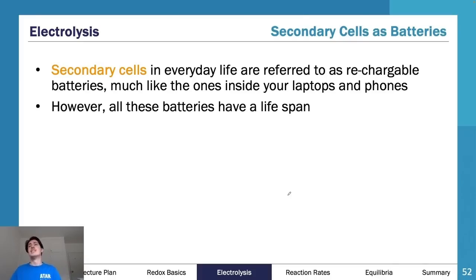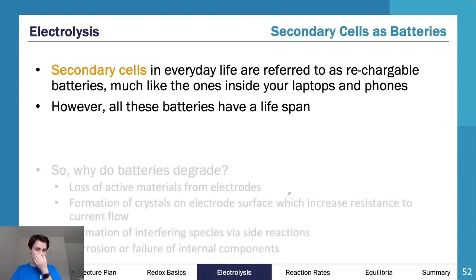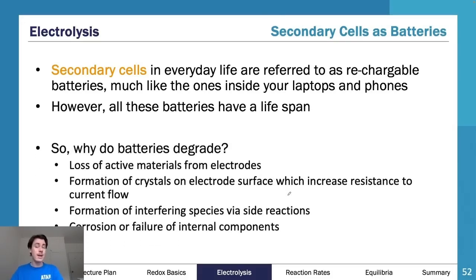But secondary cells in everyday life are referred to as rechargeable batteries, much like the ones used inside your laptops and phones. However, all these batteries have a lifespan. So why do batteries degrade? This is another thing you need to be able to discuss on an exam.